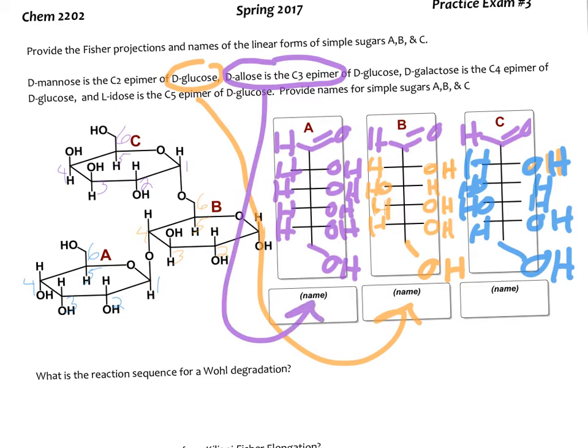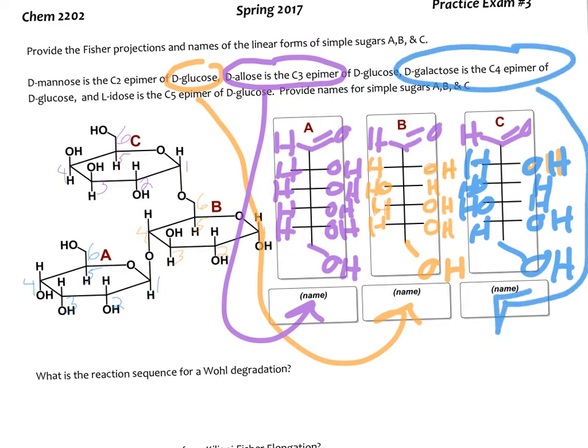Sugar C: carbon 2 is the same, carbon 3 is the same, carbon 4 is not the same, and carbon 5 is the same. So this is a C4 epimer. Galactose is the C4 epimer of D-glucose, so that is galactose.